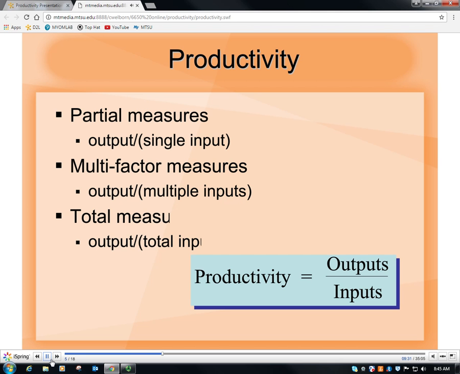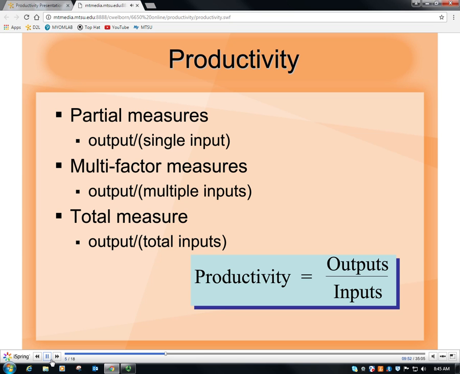Let's look at what some of these productivity measures might actually look like. We might use a partial measure of productivity. So we might think about, what's our output divided by a single input? And we'll see some examples of that. But when you think about cost, that would certainly make sense: what do we get out from this system?